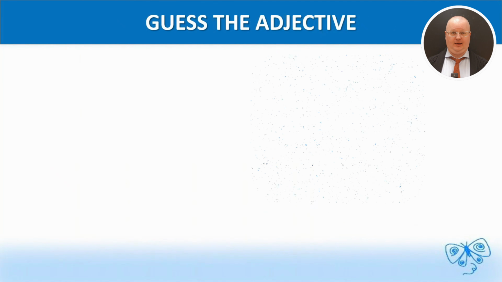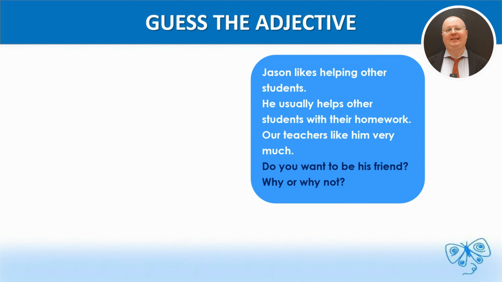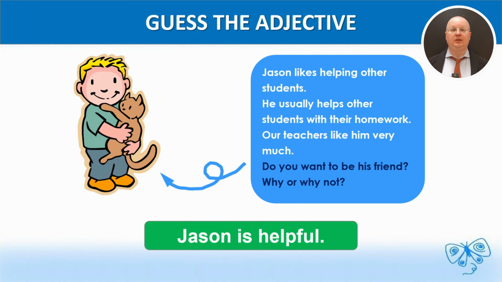Show the next slide. Students read the text and answer the question. Do you want to be Jason's friend? Yes, I do. I want to be Jason's friend because he is helpful.